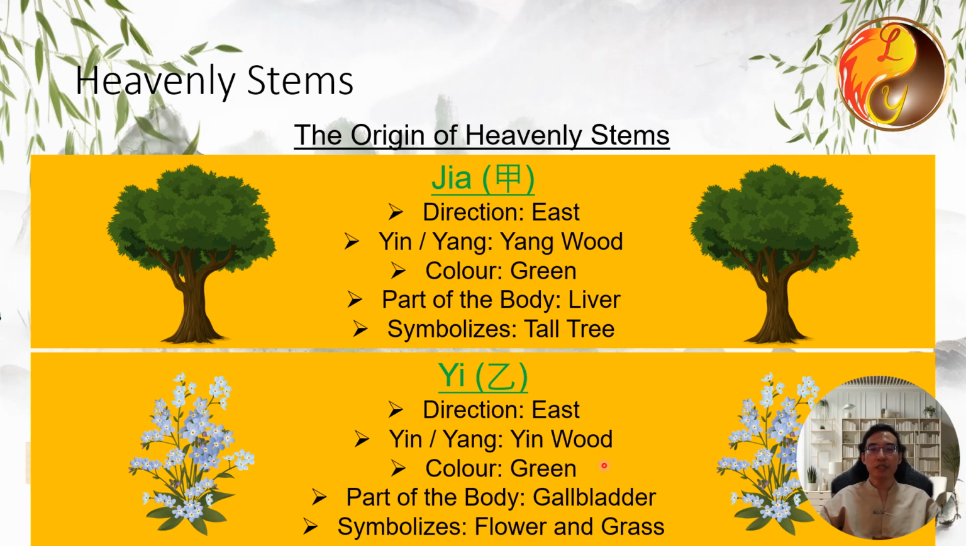However, Yi is yin wood. It corresponds to the gallbladder in the human body. Being yin wood, it symbolizes small things. All things associated with yin are small, dark, negative, or hidden. So what are small woods? They are grasses and flowers. Thus, the image that Yi represents is flowers and grasses.